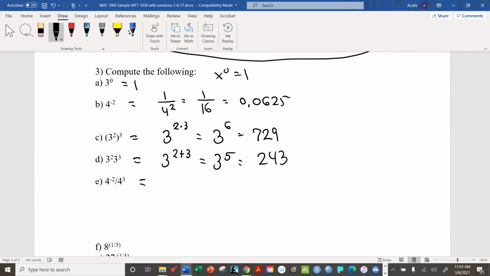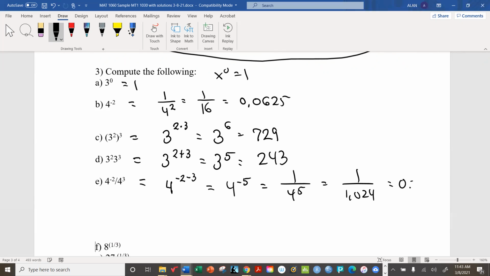Now, this one is the quotient rule. Remember, what you're doing here is you're taking the difference in these exponents. In other words, I'm subtracting what's in the denominator. And that in turn can be written as 1 over 4 to the 5th, or 1 over 1024. Now, if you want to, you can write that as a decimal. It's like 0.009, but I think you might as well just leave it like that.